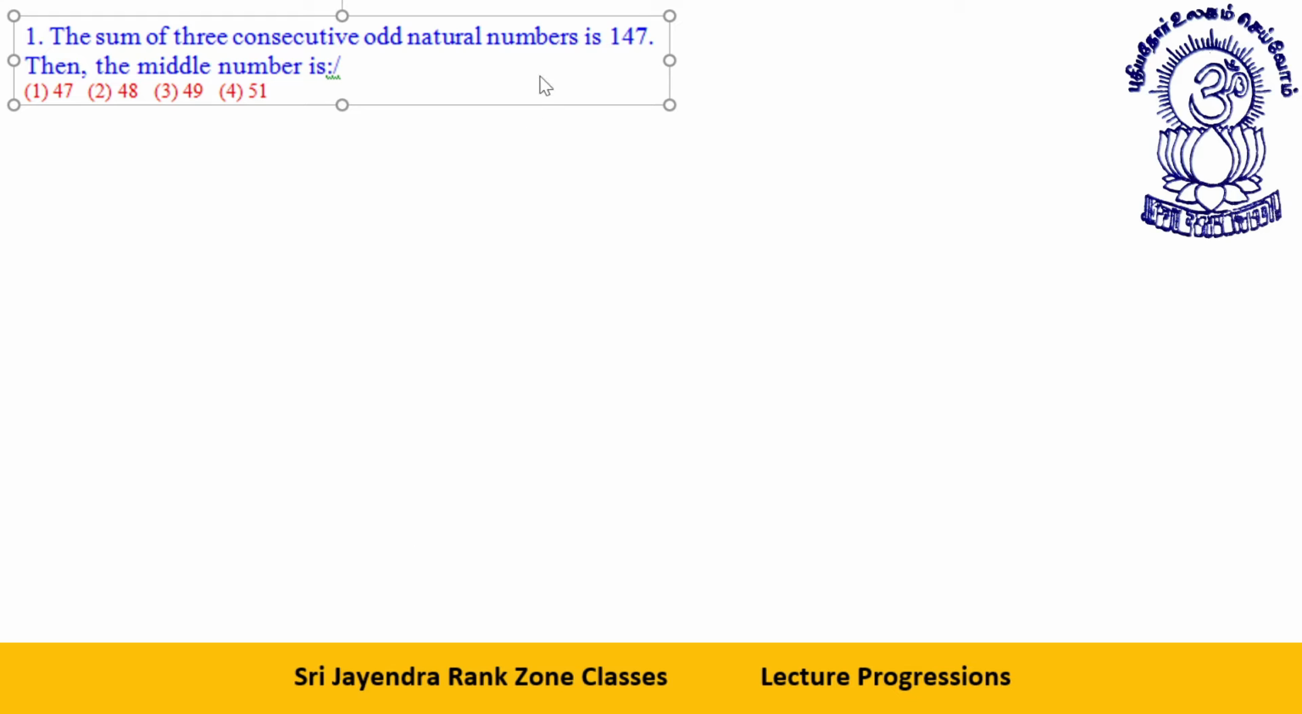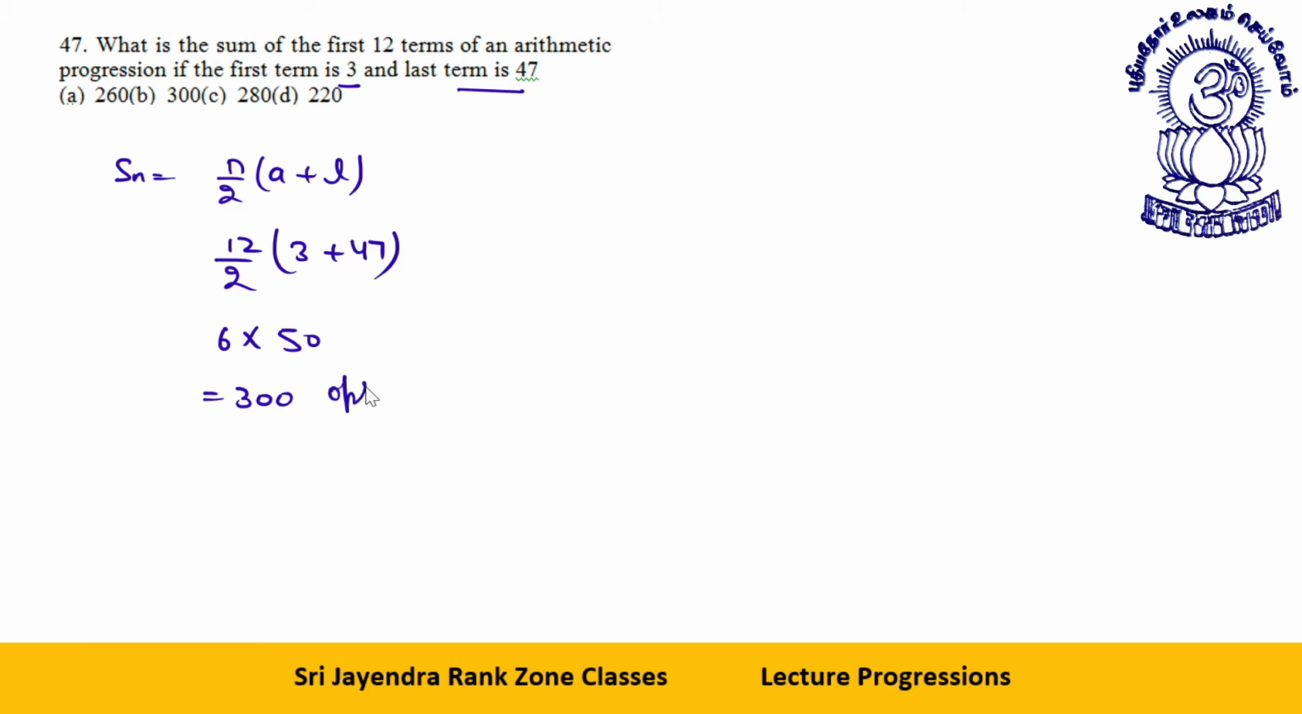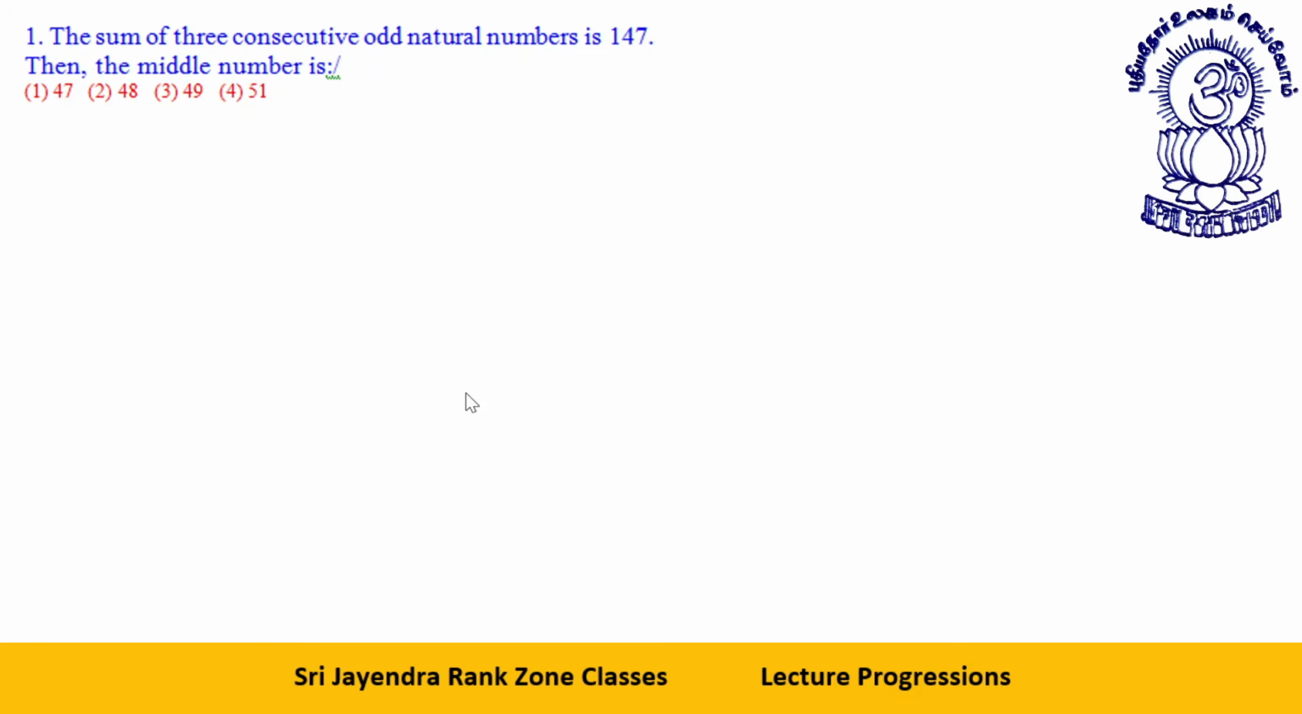Now we have this question in front of us. It will take a little bit of time. What is the sum of first 12 terms of an arithmetic progression if the first term is 3 and the last term is 47? What is the formula for n terms? This is n by 2 into (a plus l), that is 12 by 2, first term is 3, last term is 47. 6 into 50 or 300. Option number A is the answer. Clear? Next one.